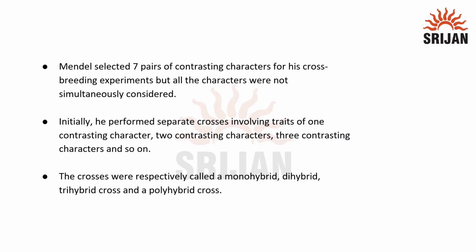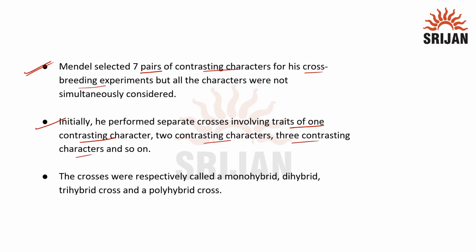Now moving on towards Mendel's experiment. Mendel selected 7 pairs of contrasting characters for his crossbreeding experiment, but he never studied all these characters together. He considered these characters separately. Initially he performed separate crosses, which first involved one pair or one trait of contrasting character, then two contrasting characters, then three contrasting characters, and so on.